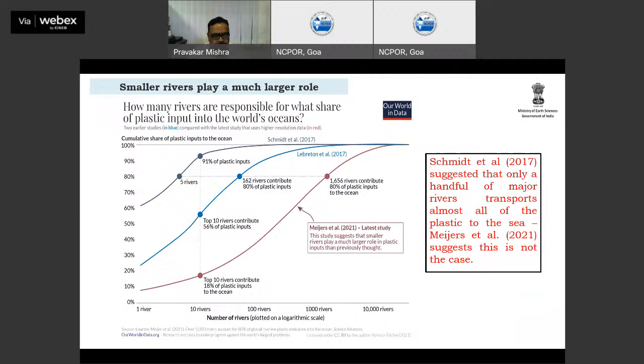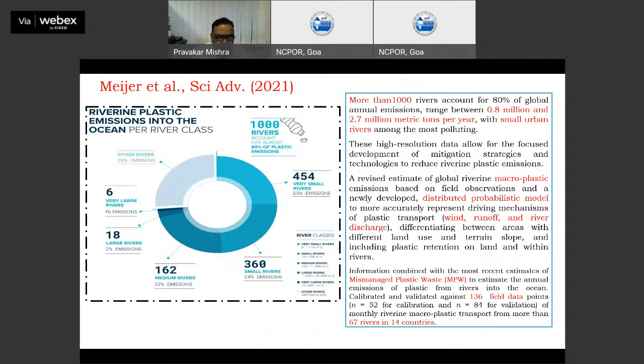to the ocean. There were some initial estimates that major rivers contribute 91% of plastics in 2017. Later there were two or three authors, but these are all based on hypothetical data, on a probabilistic basis. Then Lebreton et al., and later in 2021 Meijer et al., say that the major contributors are more than 1,000 rivers, the small rivers, contributing 80% of the global annual emission, ranging between 0.8 million and 2.7 million metric tons per year.